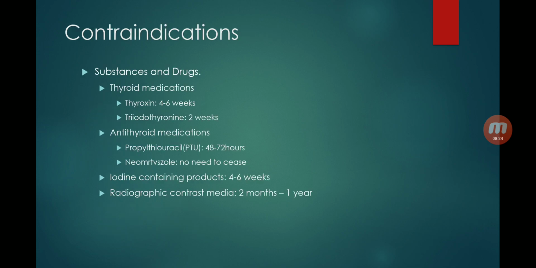So uptake of 99m technetium pertechnetate in the cells may be affected by medication and by foods or drugs containing iodine. So here's a list of the medications that may affect the uptake of 99m technetium pertechnetate.